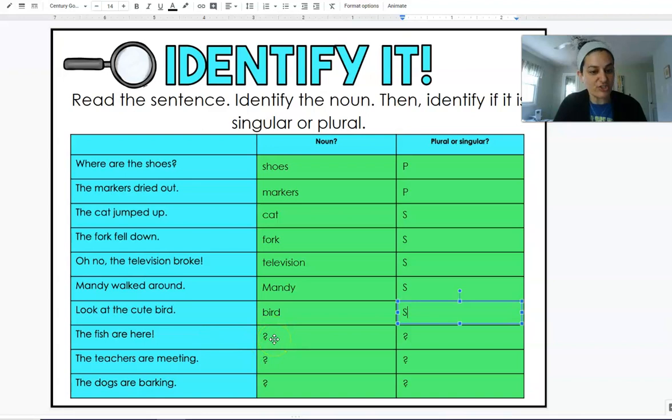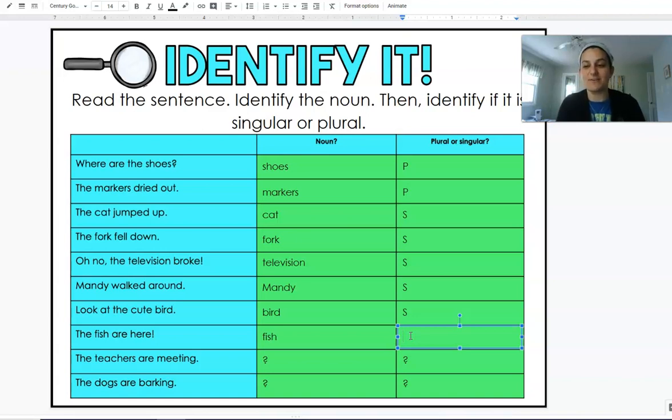The fish are here. That's an interesting one too. Okay, the noun in this sentence is fish. But then I have to ask myself, how many fish are there? If I were just talking about one fish, I would say the fish is here. But instead it says the fish are here. So I think that it's actually implying that there are more than one fish, even though the word fish doesn't change between singular and plural.